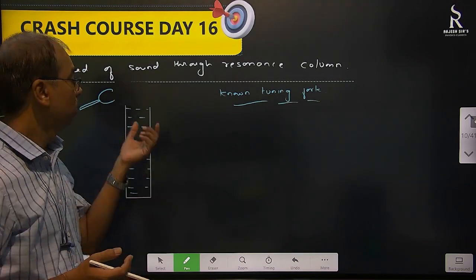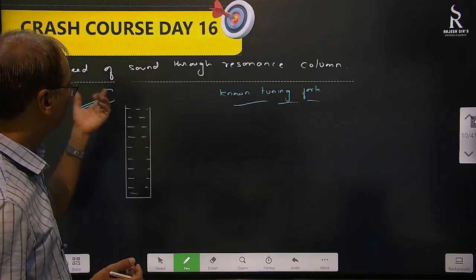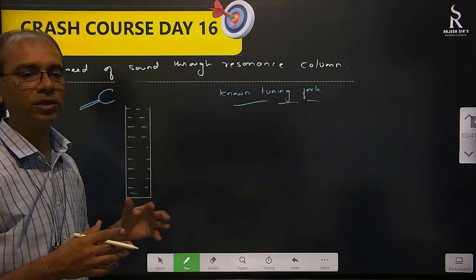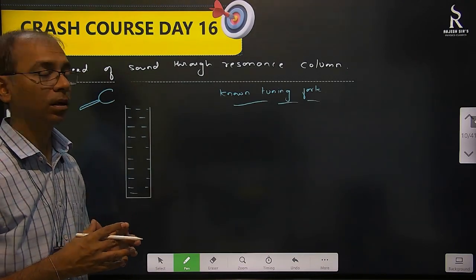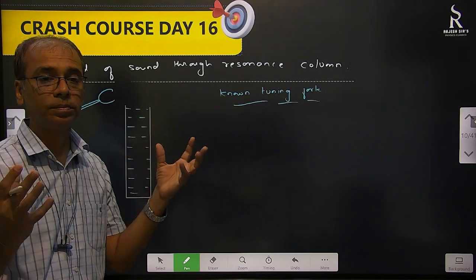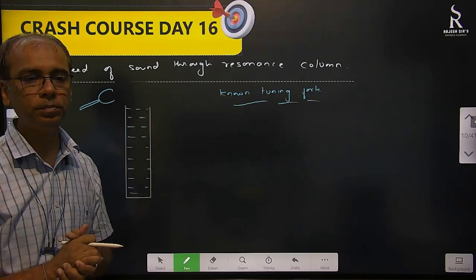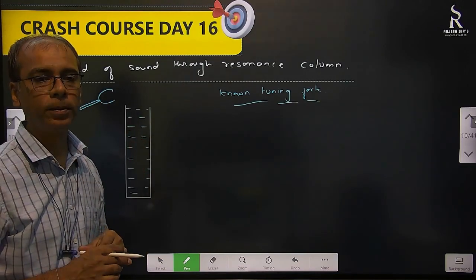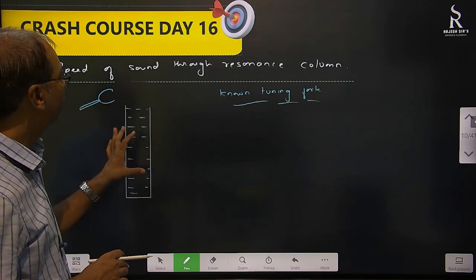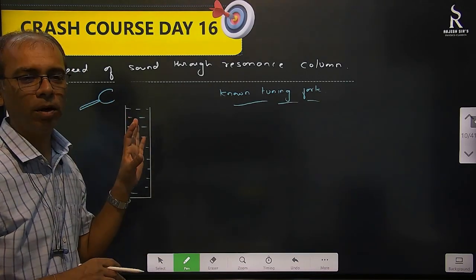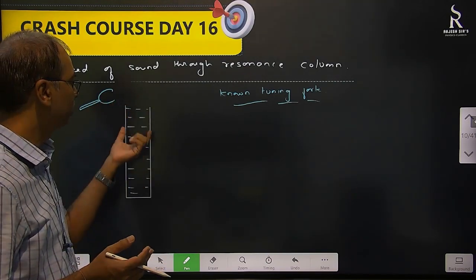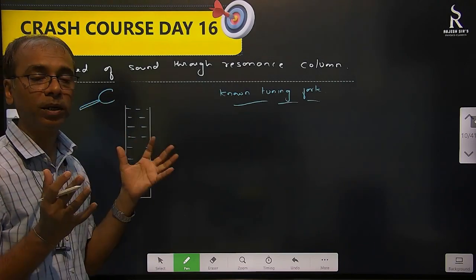When the frequency produced by this and the frequency produced by the tuning fork become the same, then resonance happens. That means you get more sound, a more buzzing sound, because the tuning fork produces a buzzing sound. When they are not in the same frequency, you will not get loud sound. Once the frequencies match, you will get loud sound.